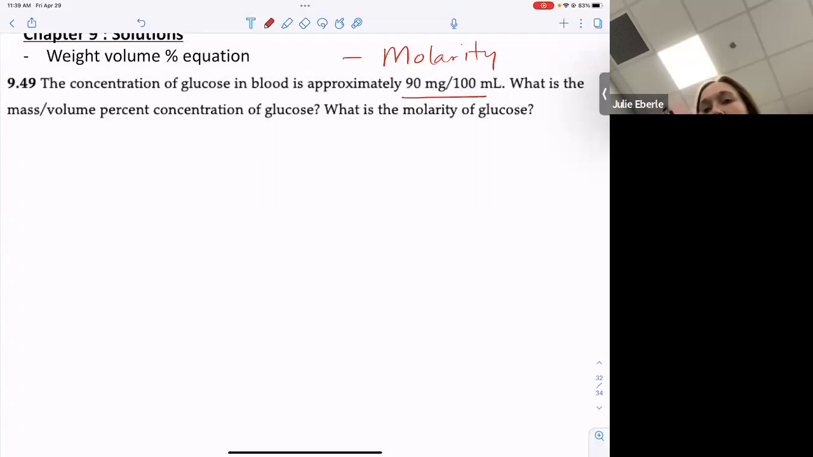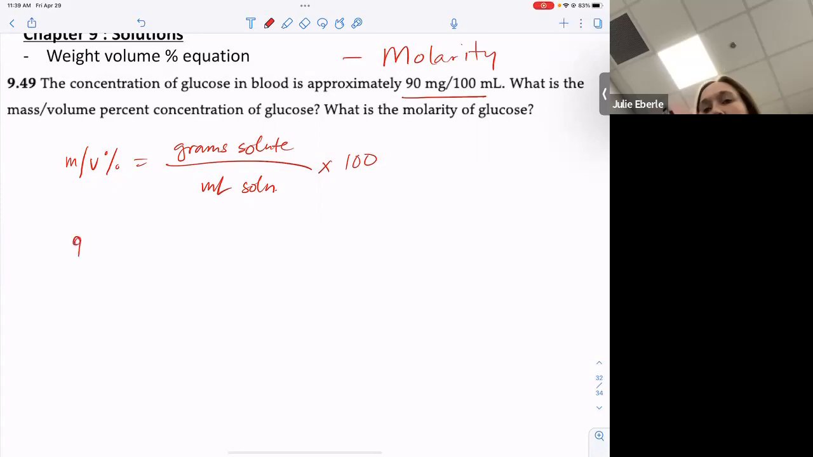And it wants to know what's the mass volume percent. Mass volume percent equals grams of solute, which is glucose, dissolved in our blood, per milliliter of solution, which here is your blood. So what do we need to do to figure this out? We have 90 milligrams per 100 mL. That's not quite mass volume percent. So let's take those 90 milligrams of glucose. That's the substance we're talking about.